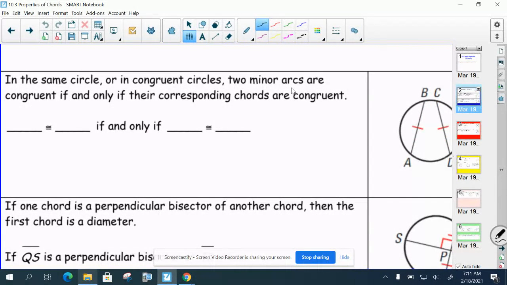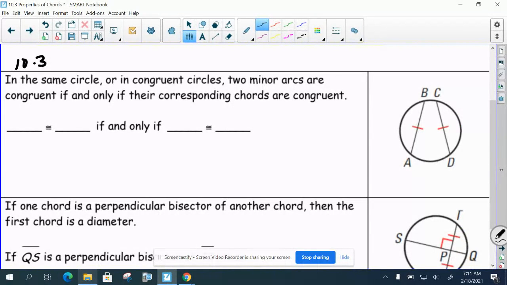So the first one, I'm going to call this one 10.3a, because on the next page we're going to go through some examples and identify which property we're talking about. I'm sorry, these are not theorems, they're just properties.